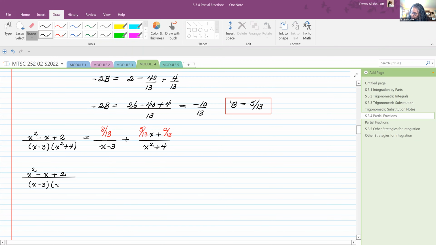8/13 times 1 over x minus 3 plus 5/13x divided by x squared plus 4, and then plus 2/13 times 1 over x squared plus 4. Okay. So now what I need to do is plow through and integrate.